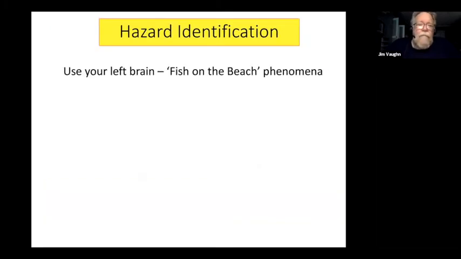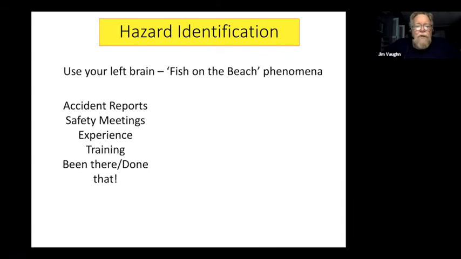So when we do hazard identification, we're actually using that left brain fish on the beach phenomenon. If I told you that the tide had gone out very, very quickly and trapped a whole bunch of very big snook on the beach, or fish on the beach, you would know exactly what I'm talking about. That's that left brain capacity that we have, that we can remember stuff. But we also learn about the kind of incidents that occur from things that all of our companies use to train us on how to prevent accidents. But I think the biggest one is the been there, done that.